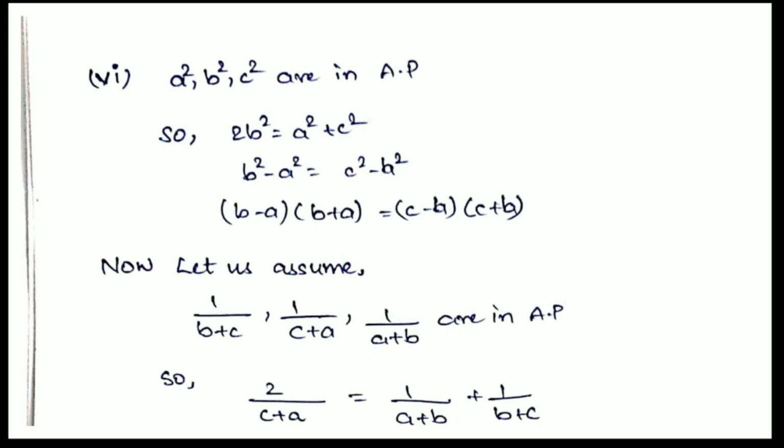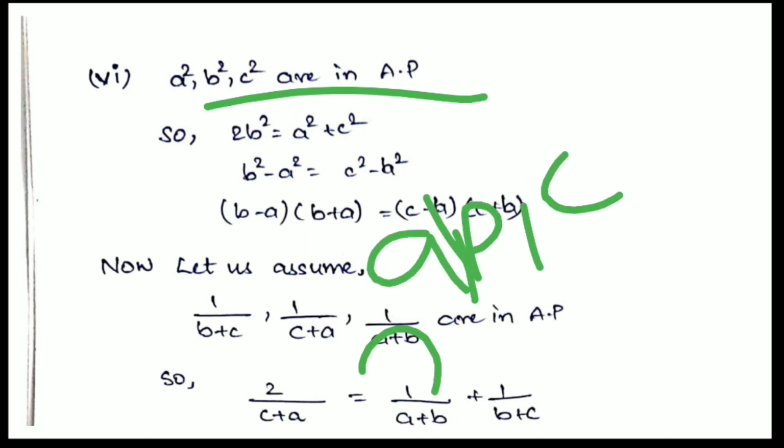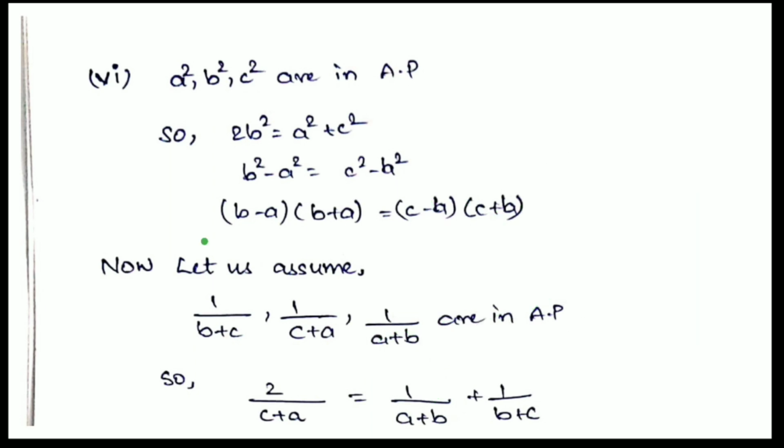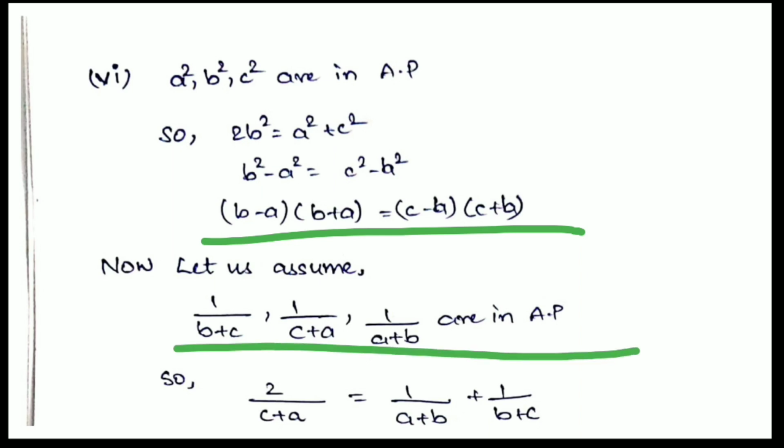a², b², c² are in AP. We know that when a, b, c are in AP, 2b = a + c. That is, 2b² = a² + c². We can write like this. Let us assume, as we need this, let us assume like this.